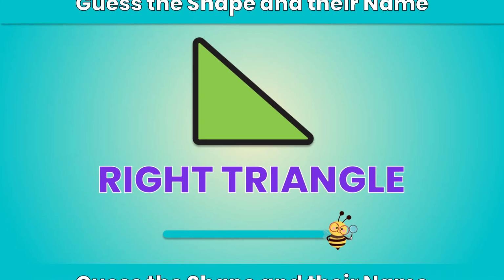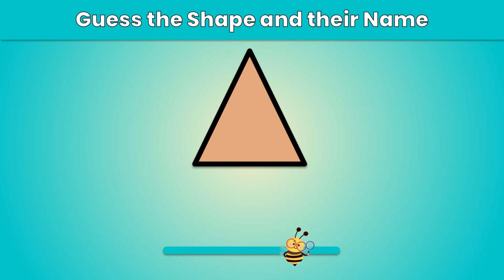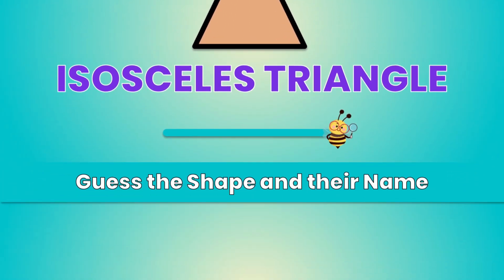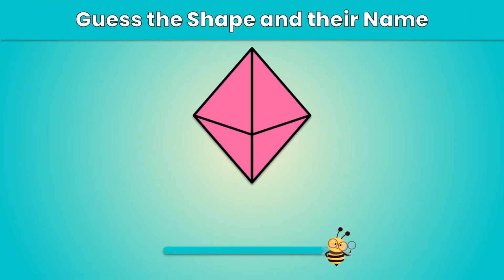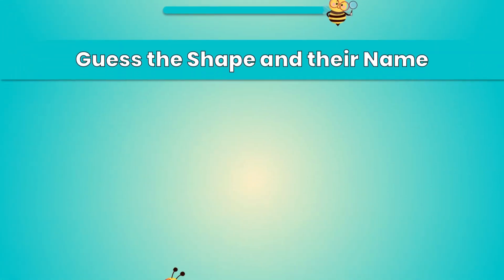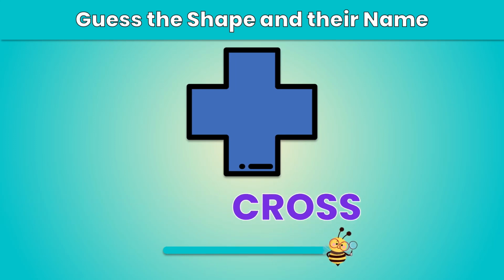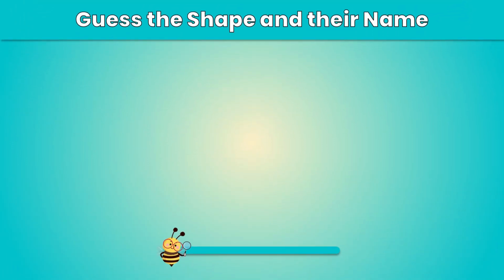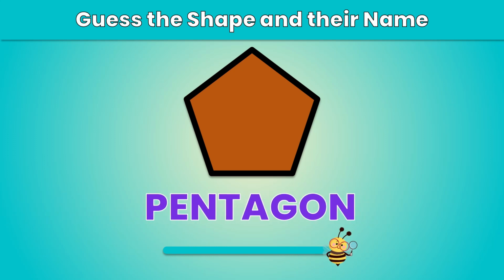Right triangle. Isosceles triangle. Rhombus. That's cross. Pentagon.